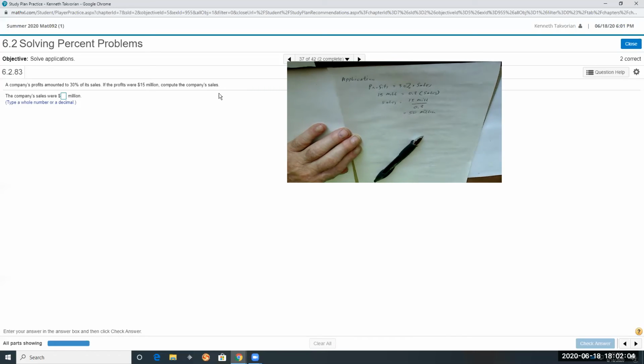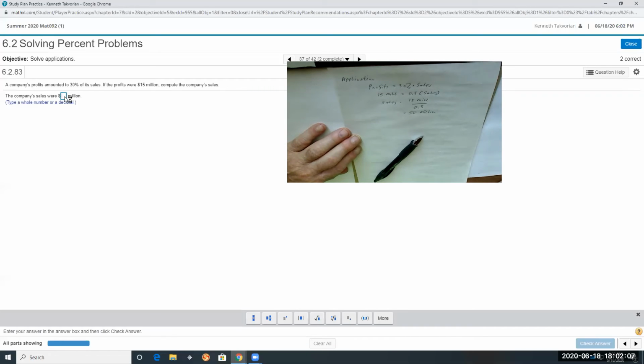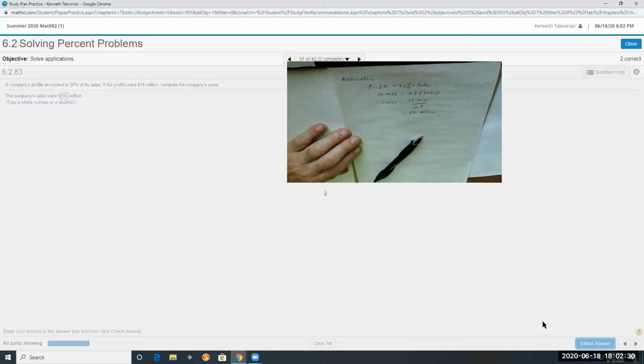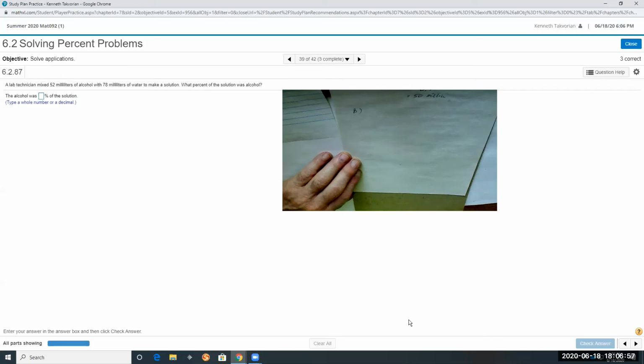Now, a mistake that some people make is they write in here the actual 50 million, which is going to be, that's million. So we don't want that, okay? All we want is the number 50. The million is already given to us. Let's check our answer. And we got it right. So just pay attention to the directions or you're going to get problems marked wrong.